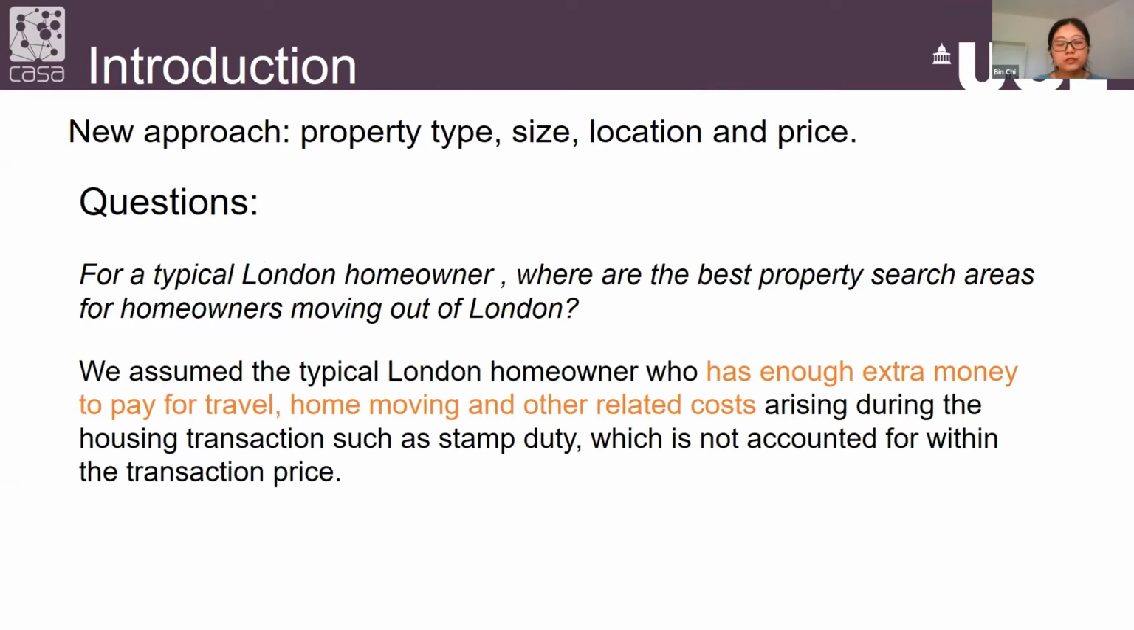In reality, different households face different kinds of affordability in the same areas. So that's why I use a simulation approach. I design a typical London homeowner, and then we can simulate what the housing will look like for this typical homeowner, and get an idea of where the best property search areas are for them to move out of London. We did make some assumptions about this typical household: that they already have enough extra money to pay for travel, home moving, and other renting costs, which are not accounted for within the transaction price.